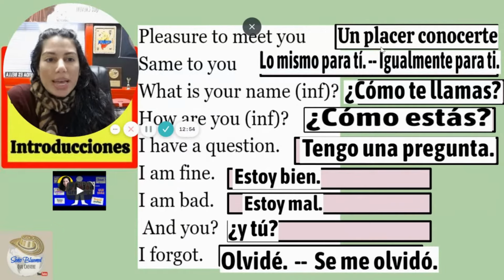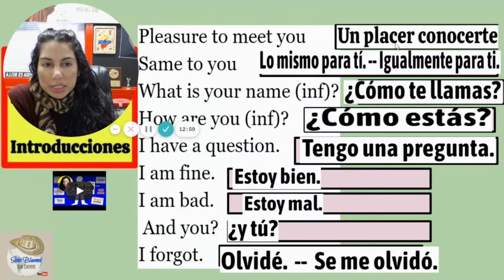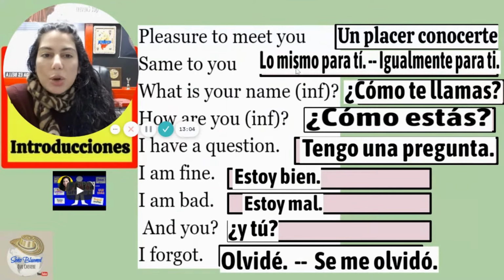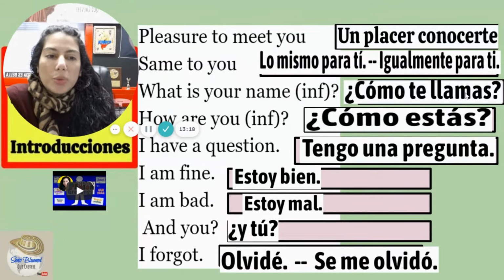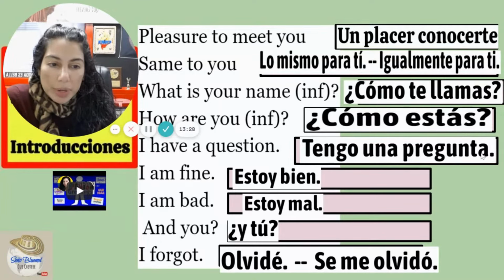Okay, so then the next part here, another way to say pleasure to meet you, you would say un placer conocerte. Pleasure to meet you, un placer conocerte. A pleasure to meet you, un placer conocerte. Same to you, you can say lo mismo para ti. And again, that ti is tú informal. Lo mismo para ti, or you can say igualmente para ti. So you can say either way. What is your name? Informal. ¿Cómo te llamas? Like I explained in the previous slide. How are you? Informal. ¿Cómo estás? I have a question. Tengo una pregunta.